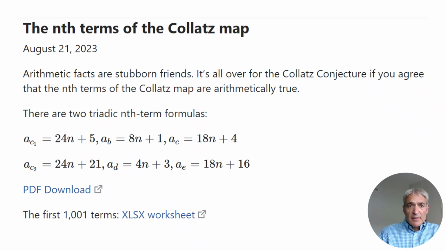The title of the paper is The Nth Terms of the Collatz Map, and I will explain how these two triadic nth term formulas are arrived at from beginning to end. The paper is short, it's only 5 pages, it shouldn't take too long to read.